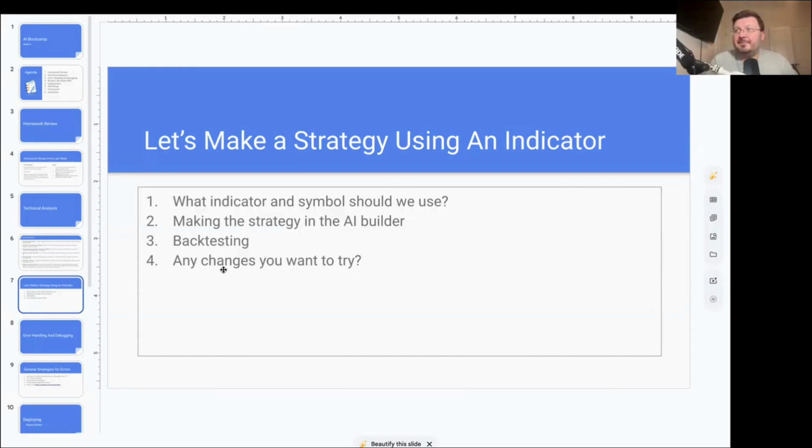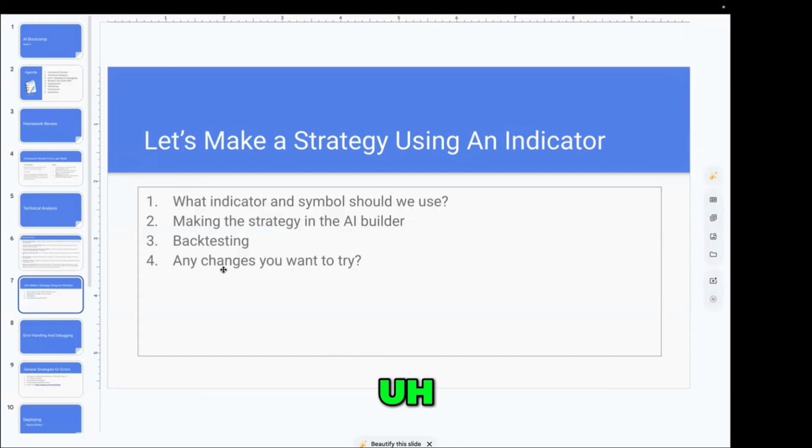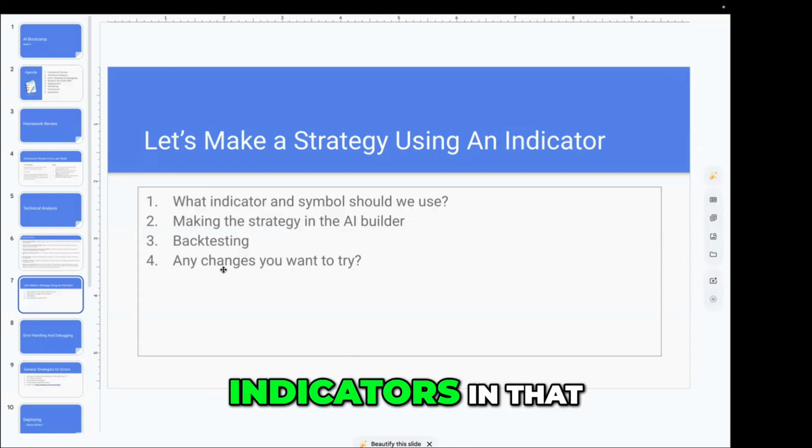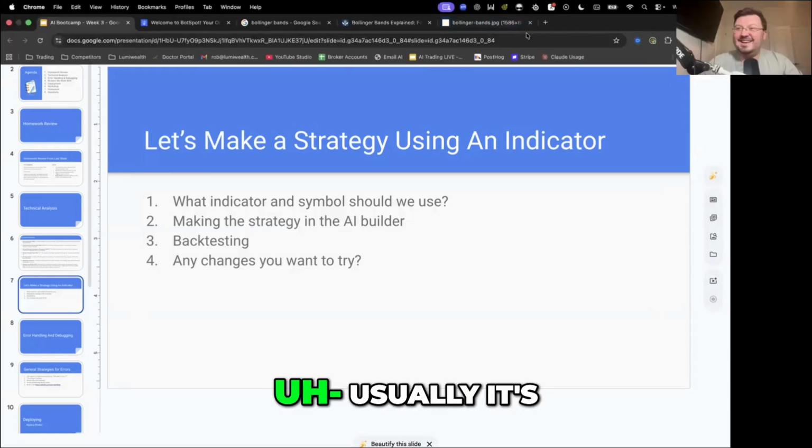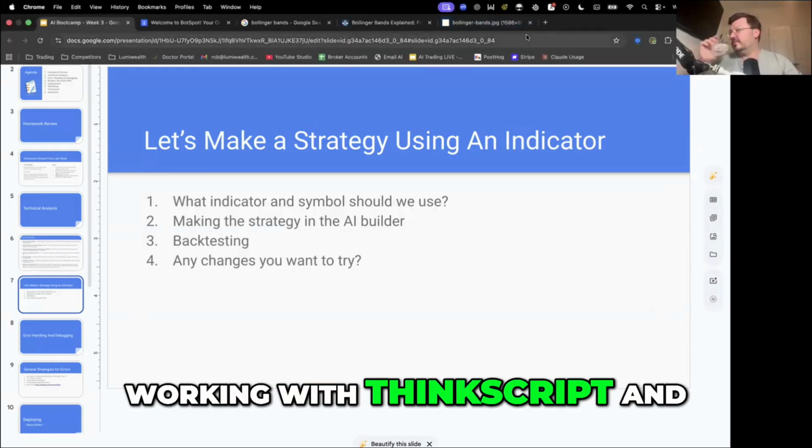Okay. Yeah. Can we see how to do that? Sure. Absolutely. I convert ThinkScript a lot for Thinkorswim indicators, until Robert got me stuck on these damn bots. But usually I was working with ThinkScript originally.